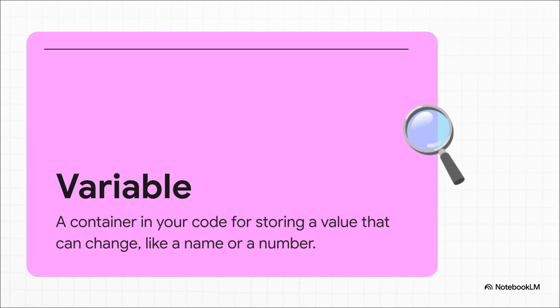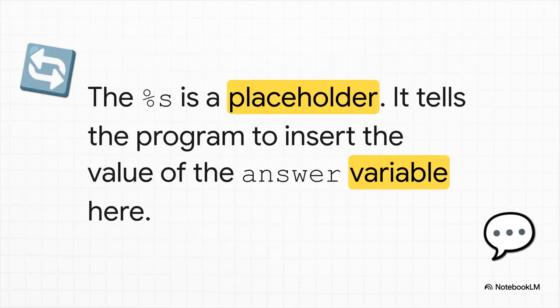We can name our box answer, and we can use it to hold on to information that might change, like someone's name. And if you look closely, you'll see our printf command has changed too. We now have this little %s placeholder. That's a special code that tells the program, hey, don't print these two characters. Instead, go find the box labeled answer, grab whatever's inside, and stick it right here. This is what makes our program feel alive and dynamic.